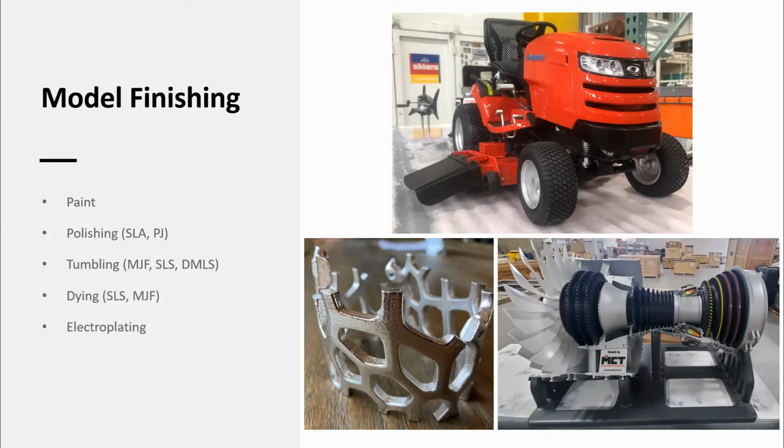Tumbling is common for MJF and SLS and DMLS. On MJF and SLS, tumbling gives the parts a much softer, finer appearance. And both of these processes can also be combined with either painting or dyeing for SLS and MJF. Finally, electroplating is also a possibility for additive parts, such as the part that you see in the bottom left image on the slide, but can often be cost prohibitive.